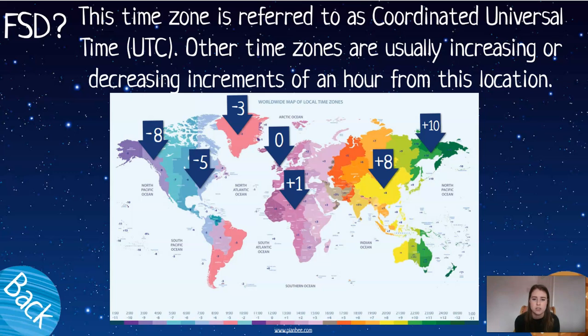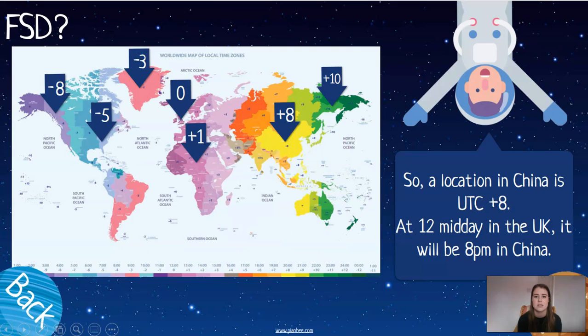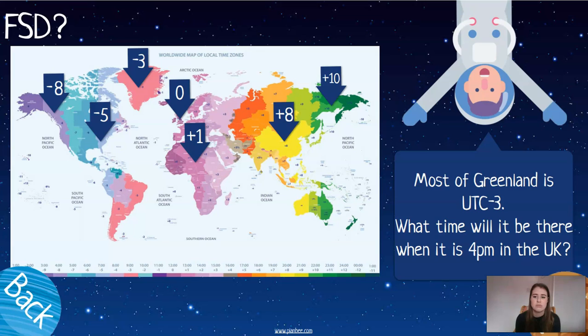So for example, you can see different countries on here. Obviously this is where we are. This country here, right in the middle, is 1 hour ahead of us. Over here we're 8 hours ahead, and here they're 10 hours ahead. As we work to the west of our map, we've got 3 hours behind us, 5 hours behind us, and 8 hours behind us. A location in China has a universal time of +8 hours. So when it's midday here in the UK, it would be 8 p.m. in China. Now, most of Greenland would be in a UTC of -3, so they would be 3 hours behind.